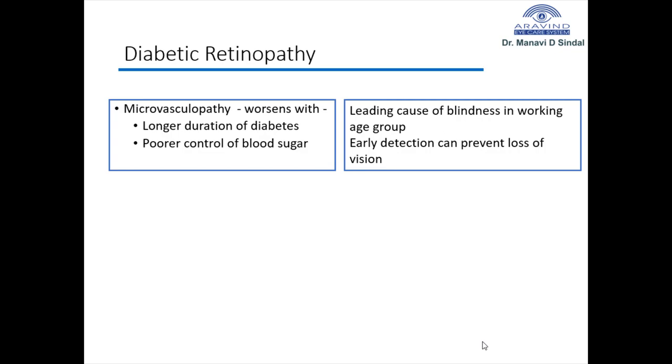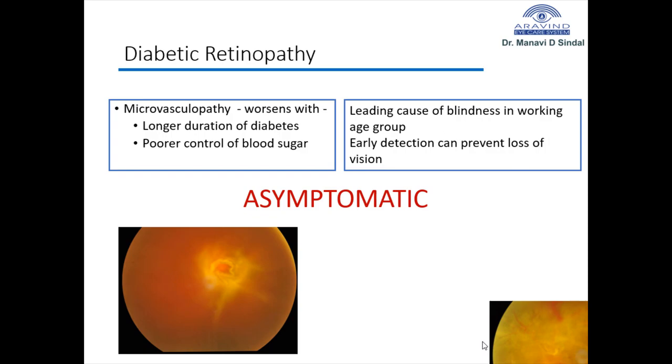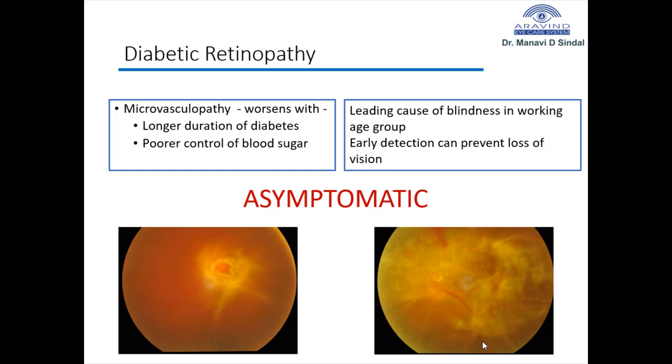And what is important is that it is essentially asymptomatic until it reaches a very advanced stage, like when there is a bleeding or vitreous hemorrhage into the eye, or a large amount of proliferative membranes cause a tractional retinal detachment, or there is edema in the macula.